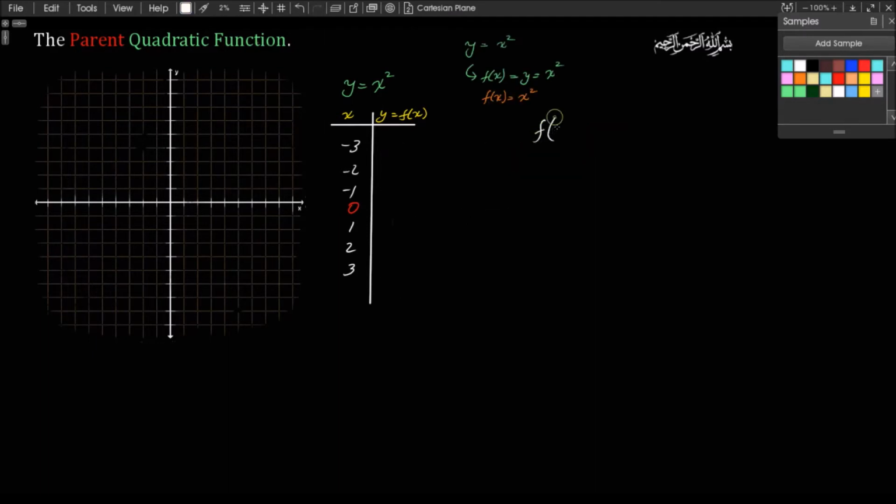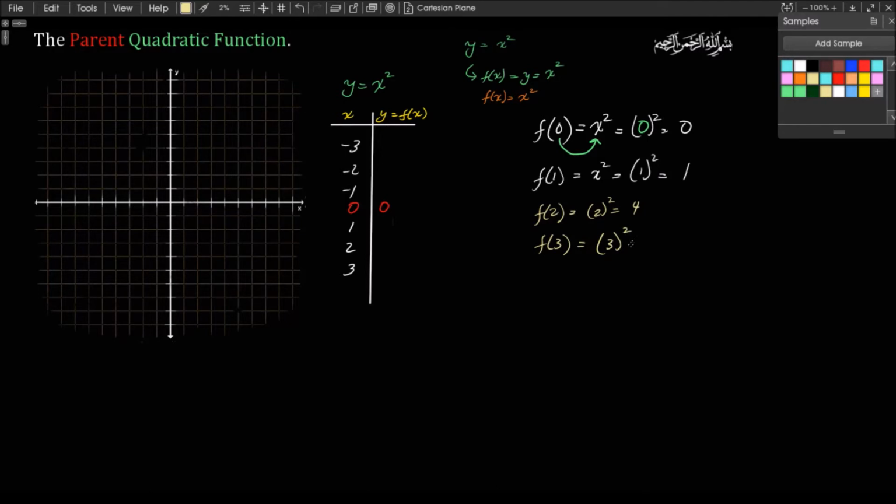I want to first find out what's the value of the function when x is 0. Now this means what's the value of the function when 0 is substituted for x. This is not f times 0 again. This simply means what's the value of the function when 0 is substituted for x. 0 squared is simply 0. Now this means what's the value of the function when 1 is substituted for x. 1 squared is 1. What's the value of the function when 2 is substituted for x, or when x is 2? And that's 4. What's f of 3? Well, then you substitute 3 for x, that's 3 squared, and that is 9. Okay, so let's write this over here.